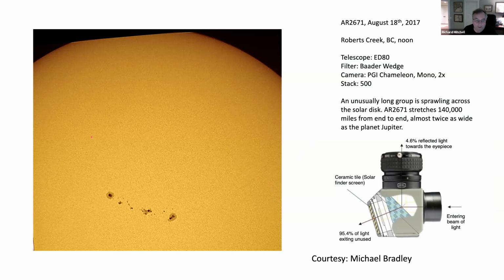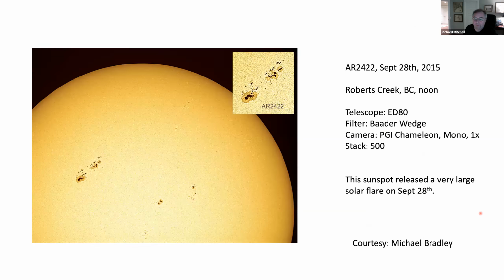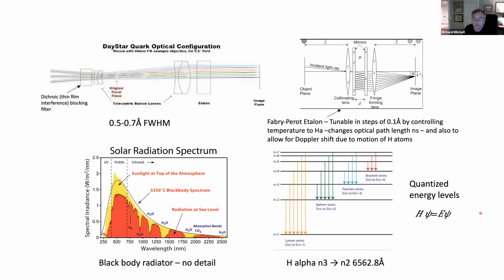This is one taken with a Herschel wedge by Michael. It's pretty clear, as is that one. And then Michael was talking a little bit about H alpha. I currently have the club's H alpha filter, and I want to talk a little bit about that.